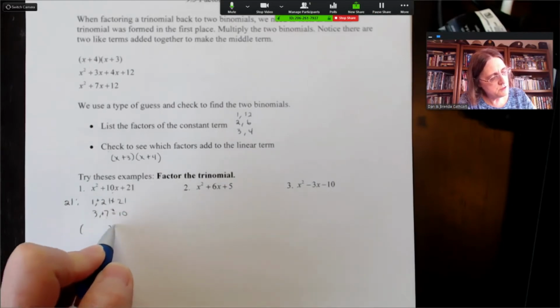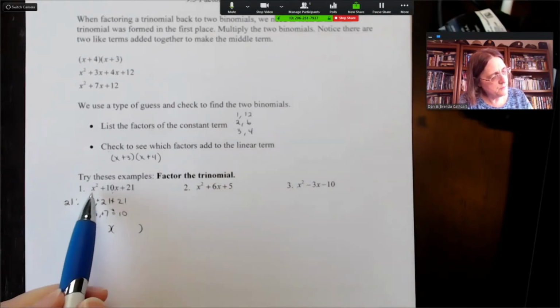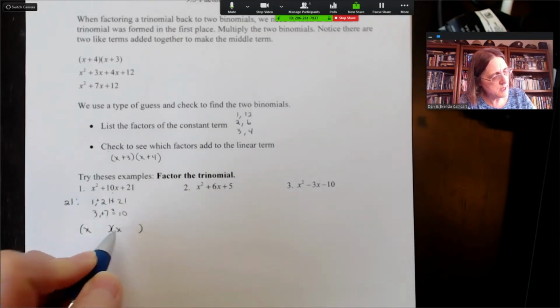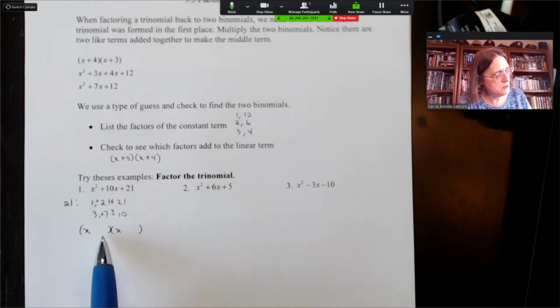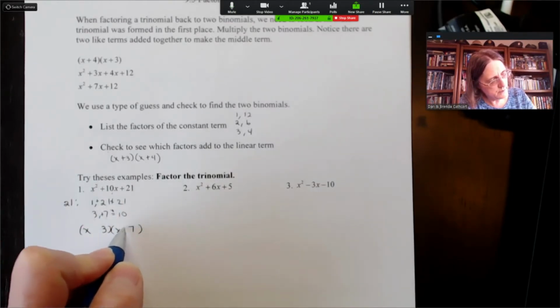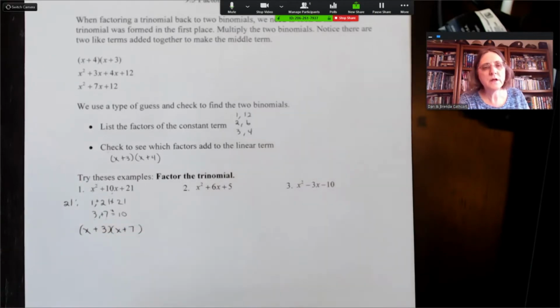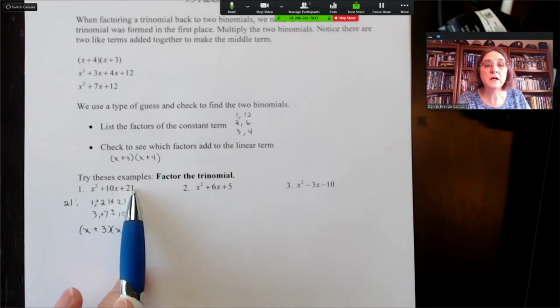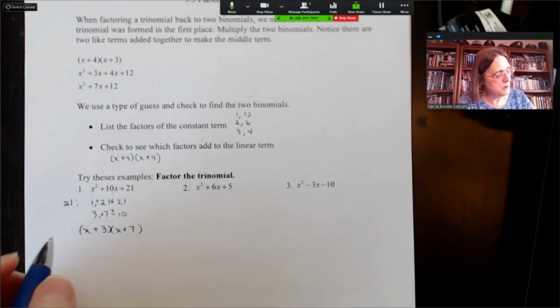This then forms the two binomials. Our first terms to get x squared would be x times x. Our last term to get 21, 3 times 7. Those are both addition. And so these are the two binomials that multiply to get x squared plus 10x plus 21. Let's check and see how that works.